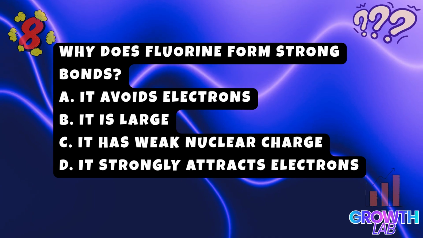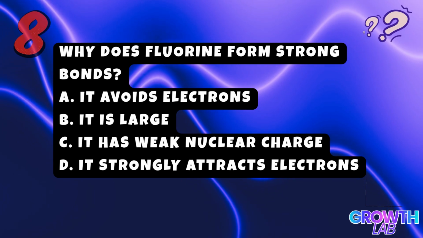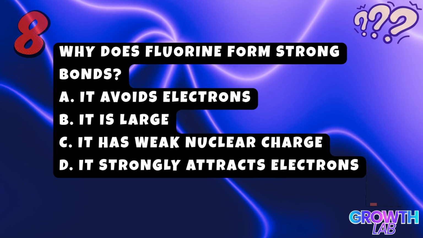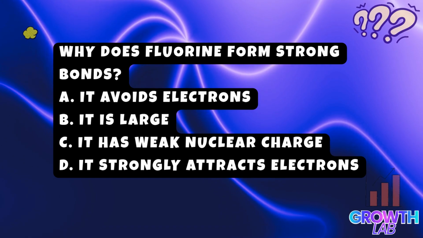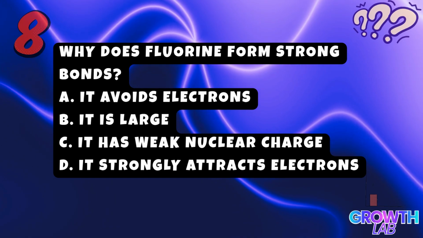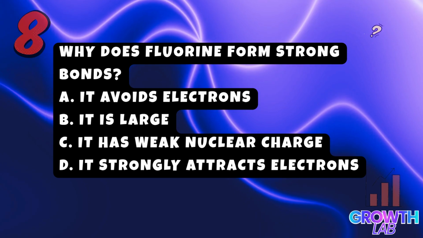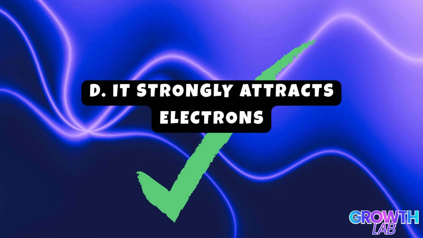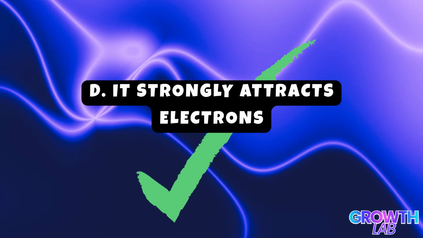Question 8. Why does fluorine form strong bonds? Answer options are: Option A, it avoids electrons. Option B, it is large. Option C, it has weak nuclear charge. Option D, it strongly attracts electrons. Correct option is option D, it strongly attracts electrons, because high electronegativity increases bonding strength.